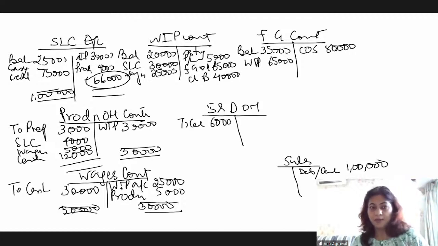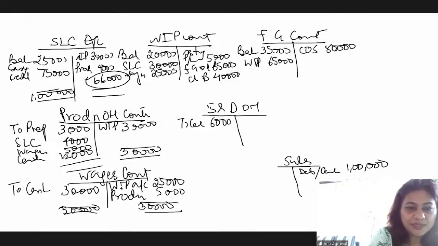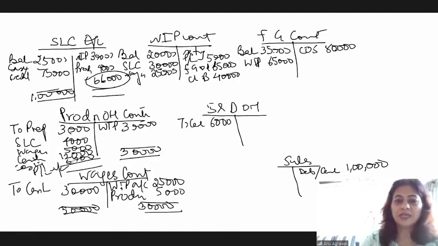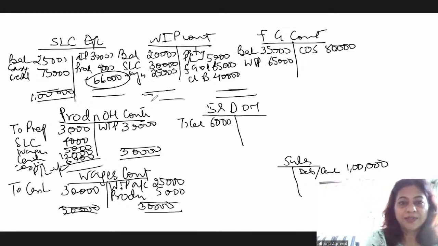Okay. So now if I try to balance this account, I'll have a balance of 6,000. Can I transfer it to the costing P&L account? Because there is no balance given. Yes. The wages account was already closed. Can I make the WIP account now? Let us see. So it was 20,000 plus 30,000 plus 25,000, 75,000 here.